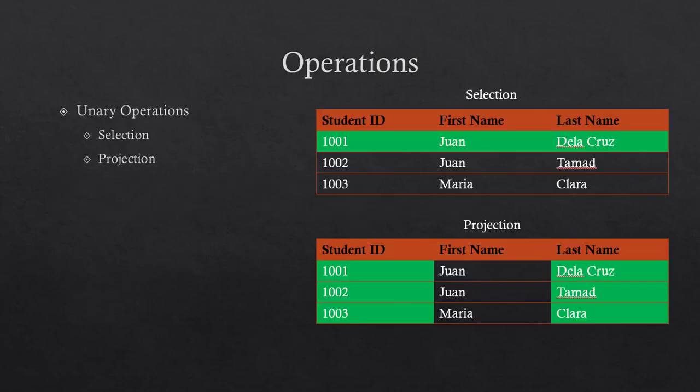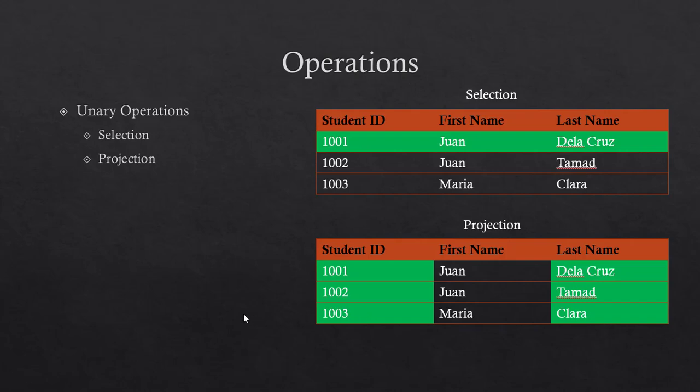So at this point, let's go to operations, and we actually have two types of operations. First would be our unary operations, and second would be your binary operations. For unary operations, let's start with the selection operation. I have two tables here, and I'll give a brief description of what these operations are. For selection, we have an operation that works on a single relation R, and this defines a relation that contains only the tuples of R that satisfy the specified condition.